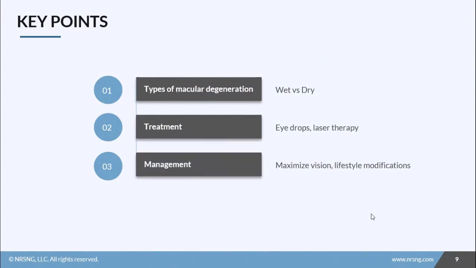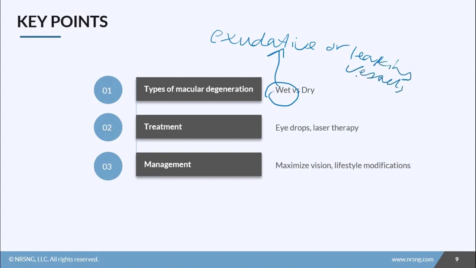Okay, guys, so looking at the key points. I want you to identify the differences between wet and dry macular degeneration. So let's go over those really quick. Wet equals exudative or leaking vessels. And then dry is age-related or atrophic. So old people can be dry and they atrophy as they age.